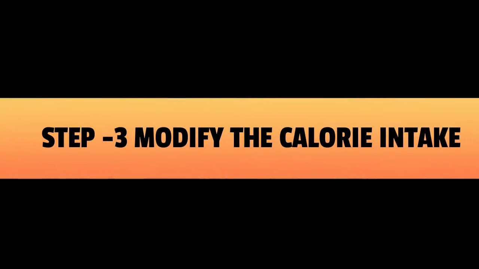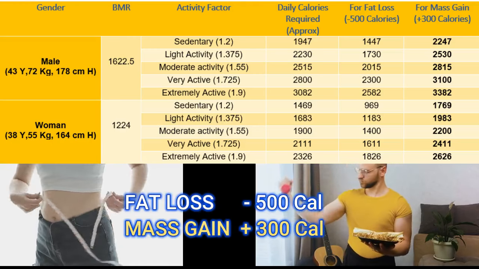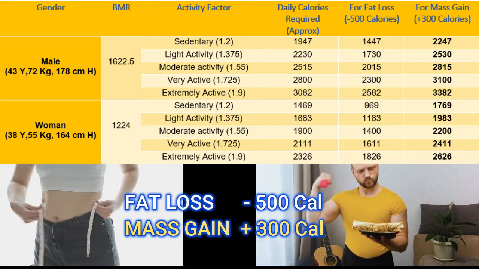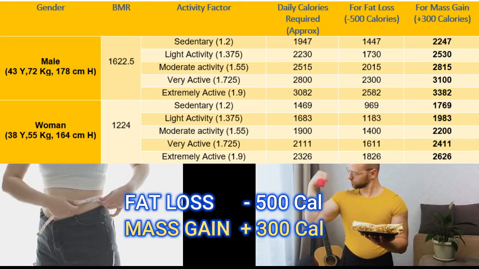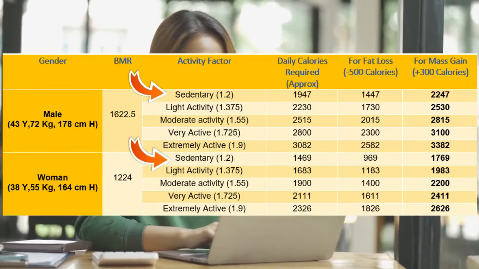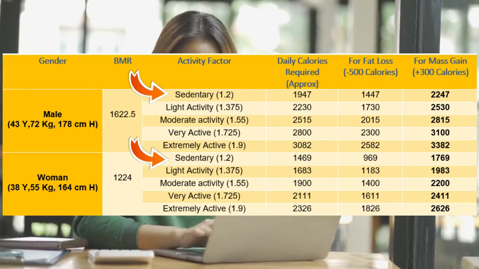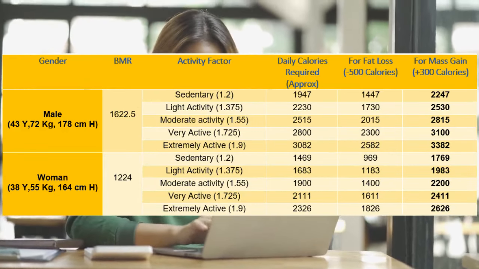Now that you know how much your body actually needs in general, comes step number 3, where we modify the intake based on the individual needs. If you want to lose body fat, then subtract 500 calories from the above total calculation. And if you want to gain mass, then add 300 calories to the above total calories. Especially for a sedentary person, the required calories for mass gain or fat loss are still very low. These calculations are a good starting point and are generally accurate.